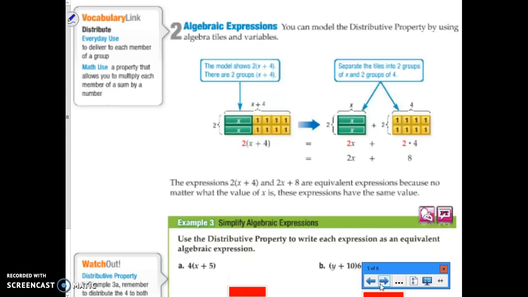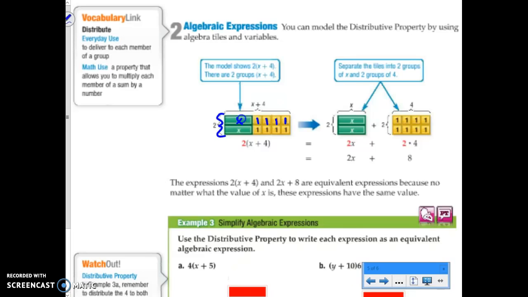All right, so taking a look, we're going to talk about algebraic expressions now and using the distributive property, showing algebra tiles. So right now in this first example on the left, it says the model shows 2 times the sum of x plus 4. So there are 2 groups of x plus 4. We've got 1x here, and we've got 1, 2, 3, 4 here. We've got 2 total groups of those.